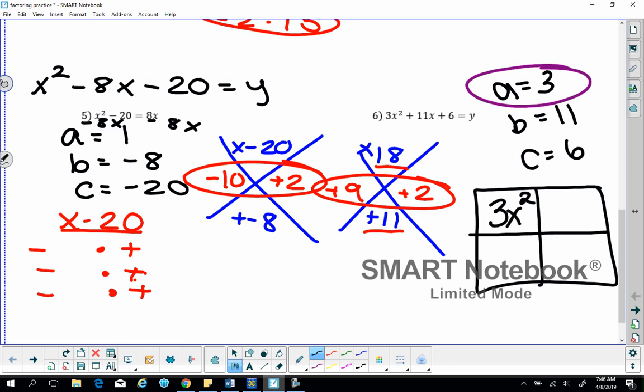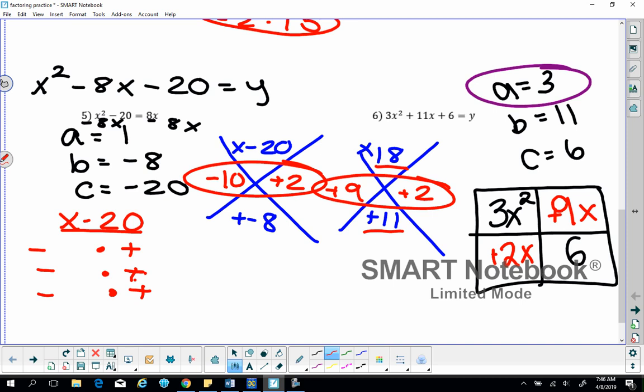You put the last term in the last box. What's the last term right here? 6. And now instead of 11, we're going to break it up with our two factors. So positive 9x and positive 2x. You can do this if a equals 1 too. It's just more work when you don't really need to do that.